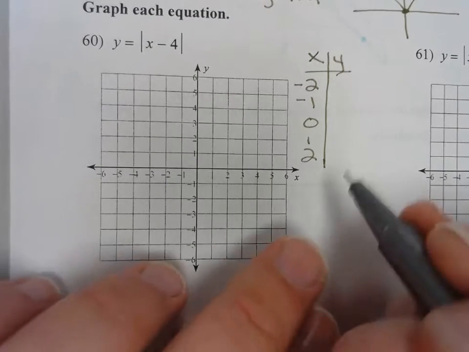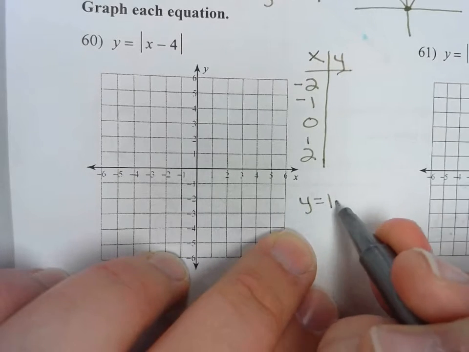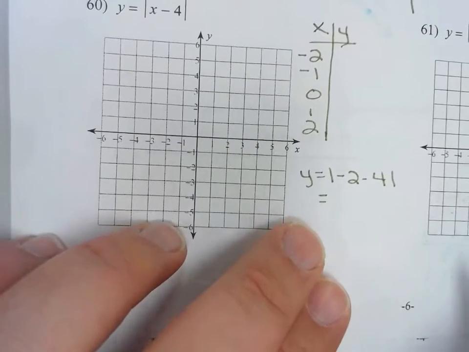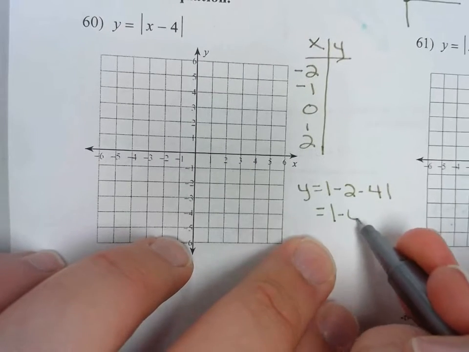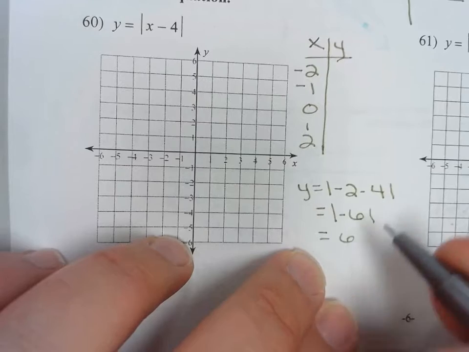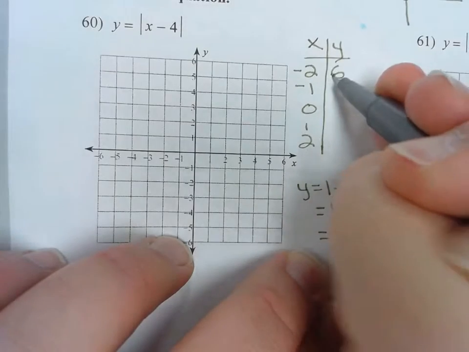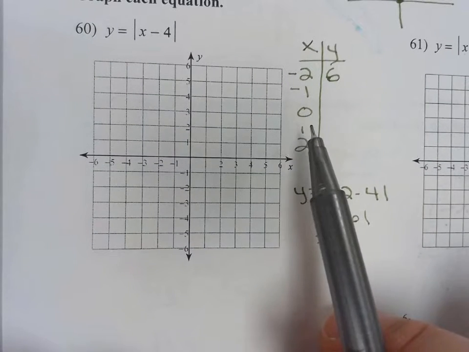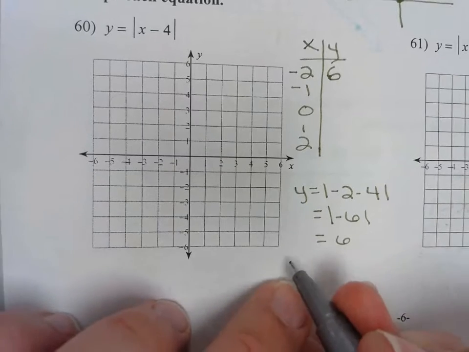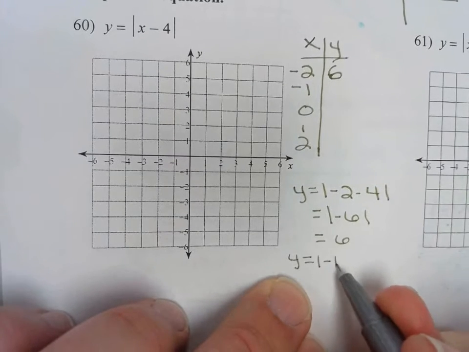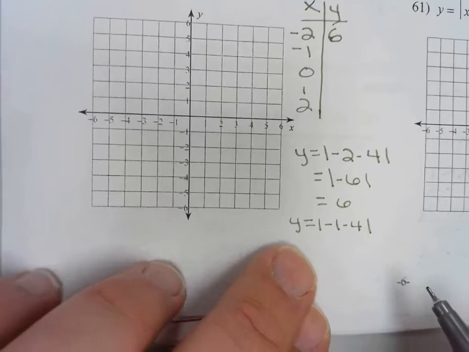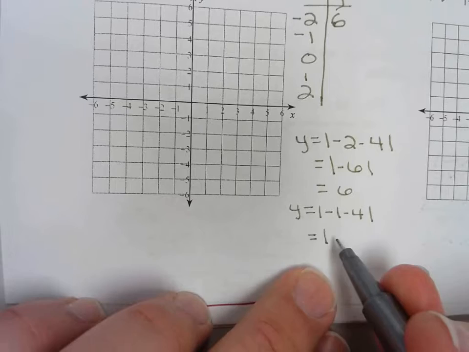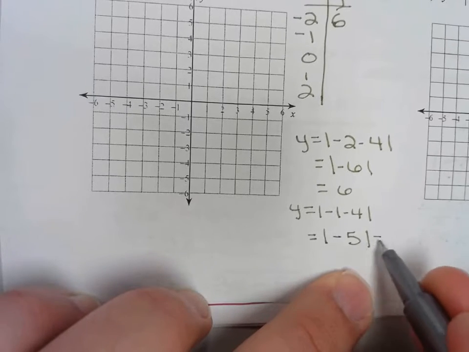So as I look at -2, we're going to have, plug in a -2, absolute value of -2 minus 4. What is -2 minus 4? -6. Absolute value of -6? 6. So -2, 6 is 1 point. So you're going to go through and plug in your numbers. Now plug in -1. Y equals the absolute value of -1 minus 4. What is -1 minus 4? And the absolute value of -5? 5.